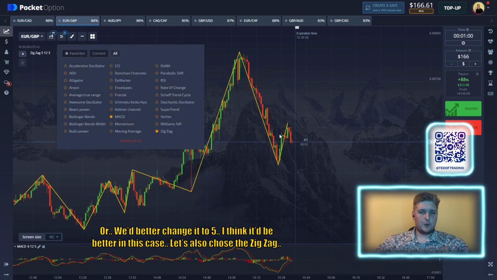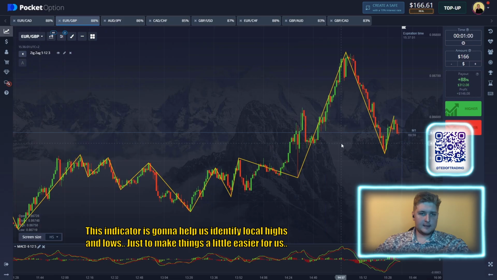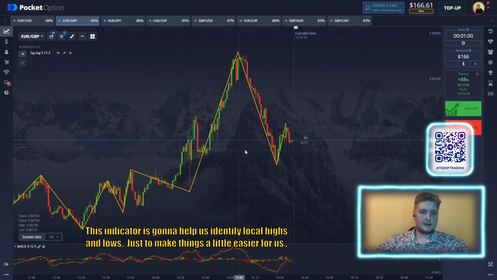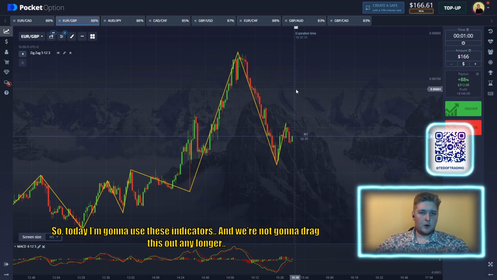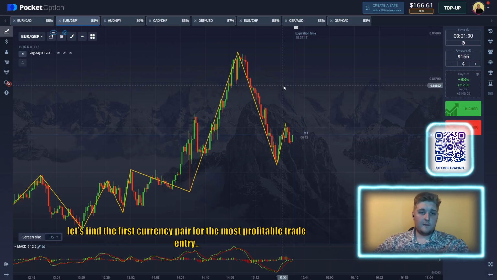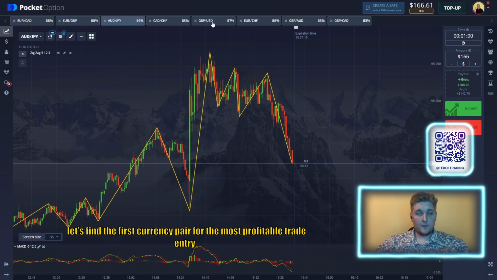Let's also choose the ZigZag. This indicator is gonna help us identify local highs and lows, just to make things a little easier for us. So today I'm gonna use these indicators and we're not gonna drag this out any longer. Let's find the first currency pair for the most profitable trade entry.